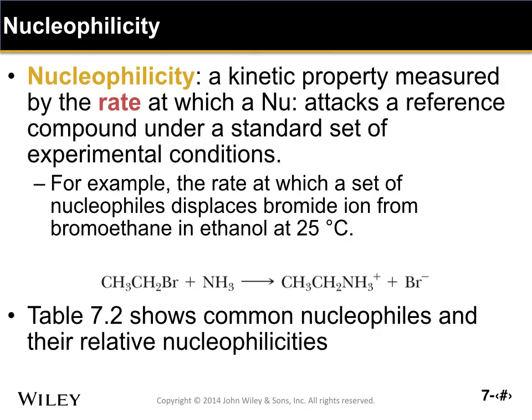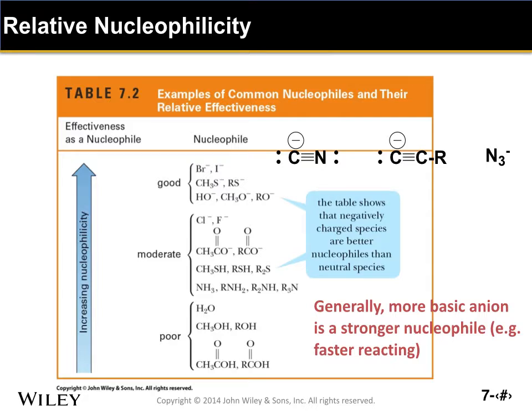This is one of them, bromoethane and ammonia reacting to do a substitution to make the ammonium product. We look at different nucleophiles to see how fast they do the reaction, and we measure their rates of reaction. Nucleophilicity is a measure of how strong a nucleophile is, how fast the reaction is with that nucleophile. On the next slide, we have some nucleophiles that the text gives us.